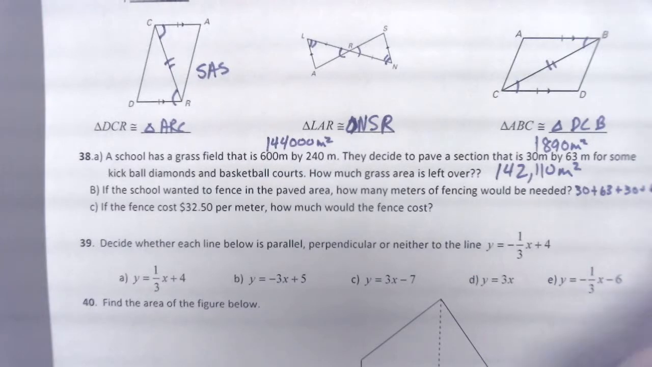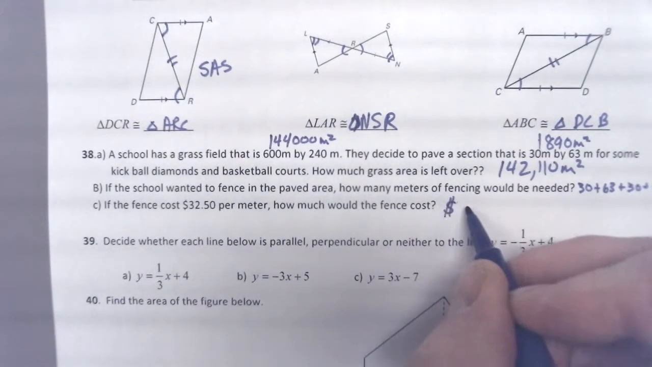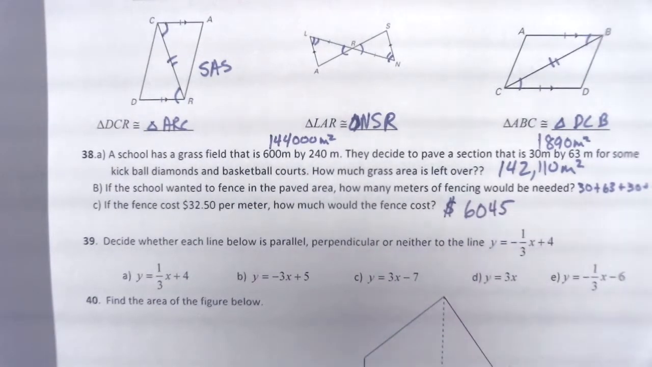186 meters. If the fence cost $32.50 per meter, how much would the fence cost? Well, I'm going to take 186 meters times 32.50, and I get $6,045 for the cost of the fence.